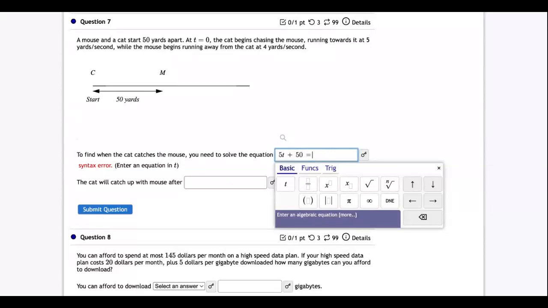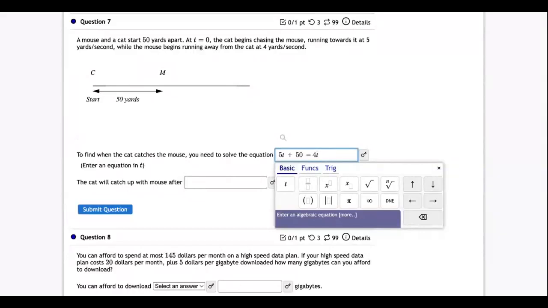So the mouse running away at 4 yards per second. So 40. Hold on, I would get negative numbers if I do this. If I do 5t plus 50 equals 40, I would get t equals negative 50. That's not right. A mouse and cat start 50 yards apart. So in between cat and mouse is 50. Then the cat begins chasing the mouse, right? The cat runs towards the mouse. Oh, yeah.